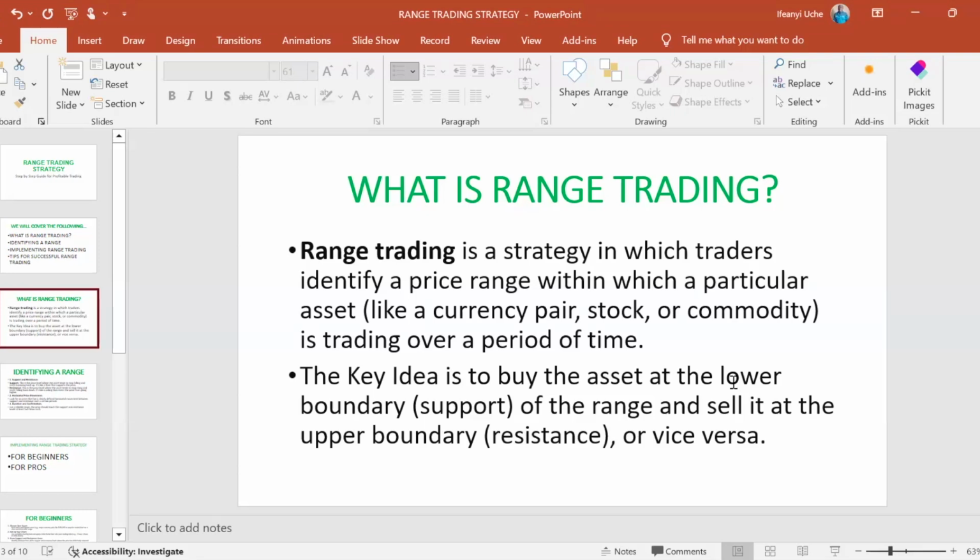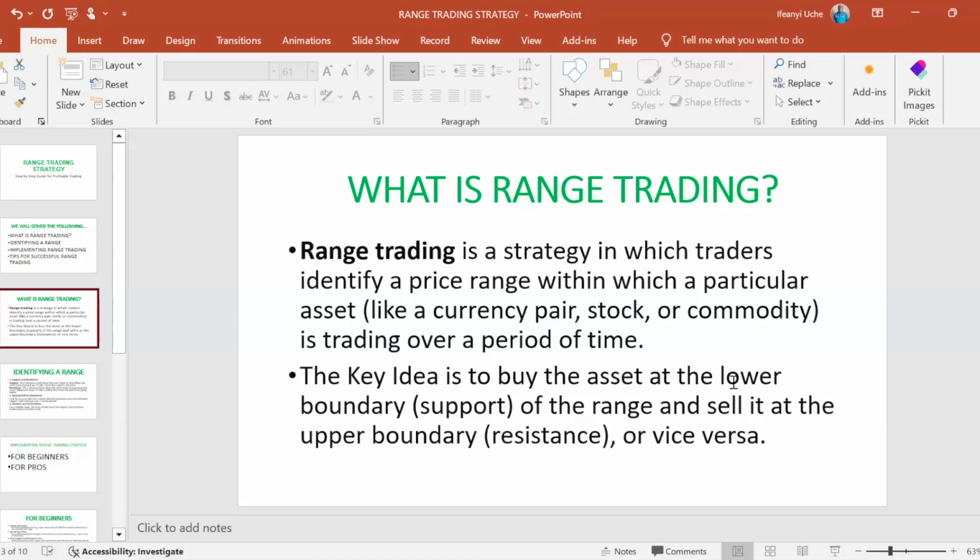Probably in the topic today, range trading strategy, there are a few things we will discuss that help us to be more conscious and intentional about discipline, trading discipline. We'll find out as we progress.